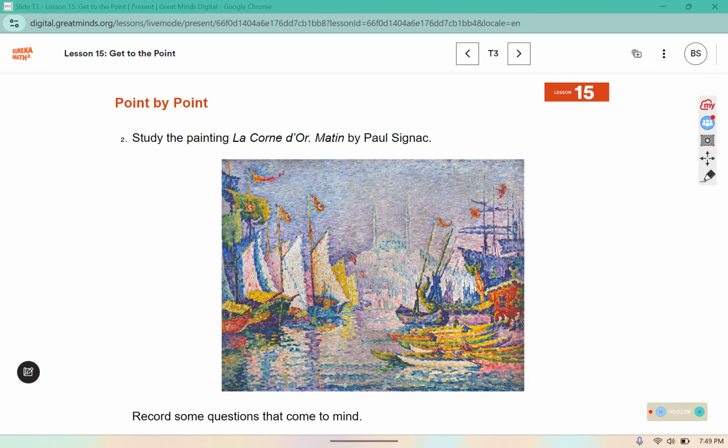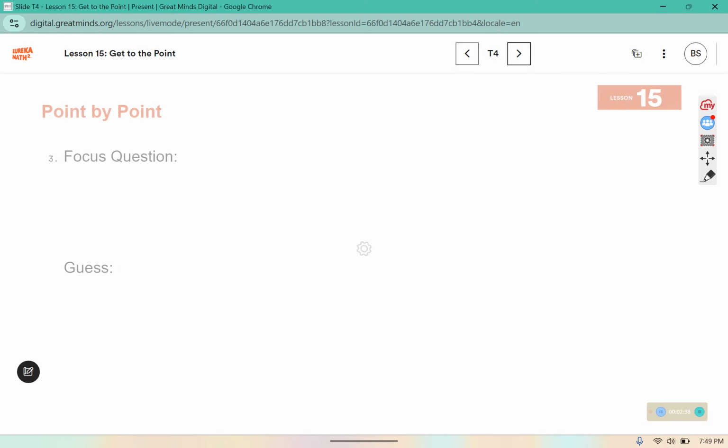It says, study the painting. Record some questions that come to mind. I see there's a lot of similar colors being used here. So one might question how many different colors are used in this painting. You can see he uses the same color of dots in several different locations of the painting. You might wonder what type of brush he used. But our focus question today is going to be, how many of those dots are in this painting?